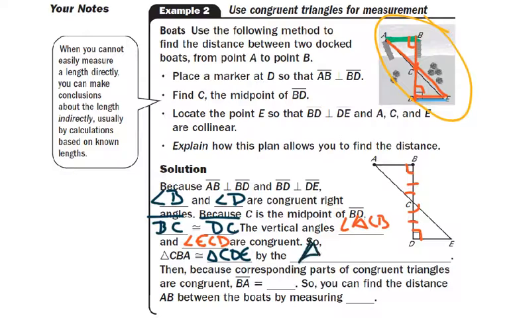Alright, so hopefully you guys said angle, side. I'm sorry, let me fix that. Angle, side, angle is our reason. Okay, so now, because corresponding parts of congruent triangles are congruent, we know that segment BA is congruent to segment DE. And DE is on dry land. Remember, this is the real world picture. So, if we want to know how far apart the boats are, we can just measure segment DE.